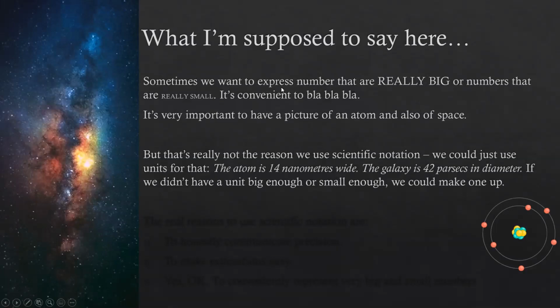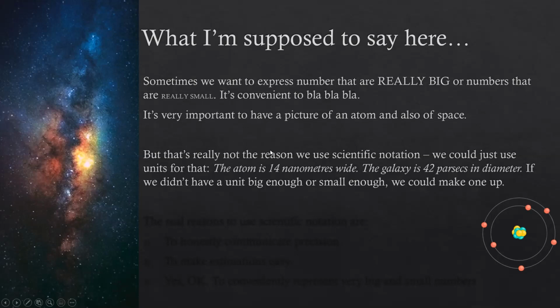Anyway, the typical reason you get given for using scientific notation is basically the idea that we need it to express really, really big numbers like space, or really, really small numbers like the size of an atom. And it's convenient to blah, blah, blah. And you go on and on about that. And at this point, I have to, by contractual obligation, show you a picture of space and a picture of an atom. And sometimes there's a rocket as well.